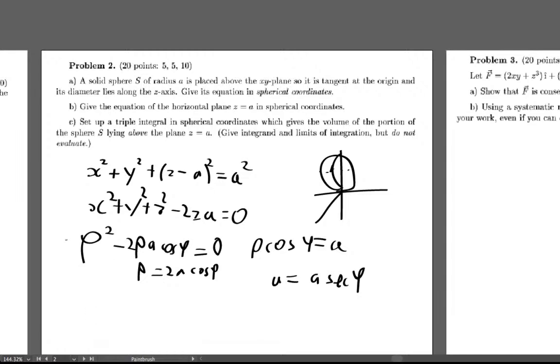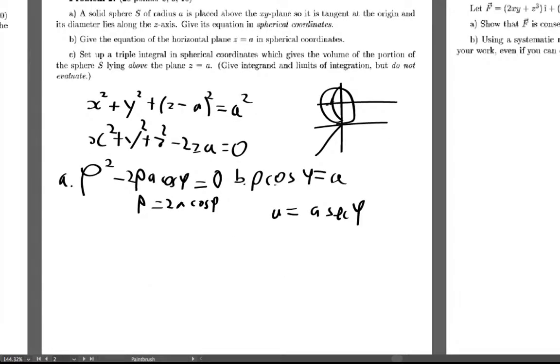So this is part B. This is part A. Okay. Set up a triple integral in spherical coordinates which gives the volume of the portion of the sphere lying above z equals a. So basically z equals a is there. Okay, give integrand and limits of integration but do not evaluate.